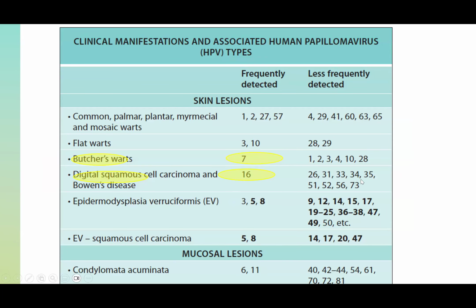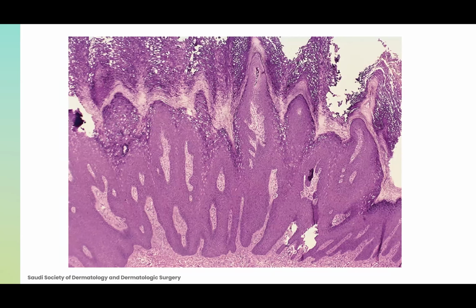This table highlights and summarizes the clinical manifestations and associated human papillomavirus types. So, for example, in butcher's wart, the HPV is 7. In digital squamous cell carcinomas, it will be 16. And in pigmented wart, it's going to be 65, and in subungual, it's going to be 57.